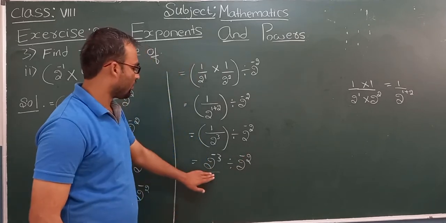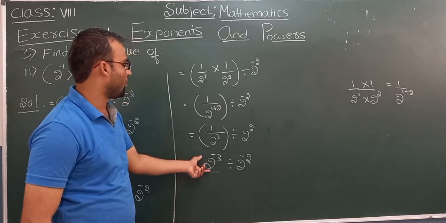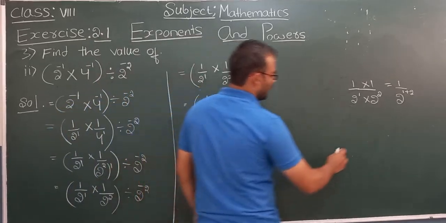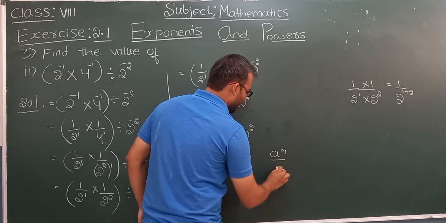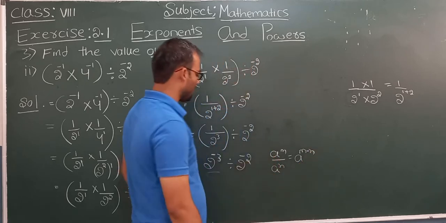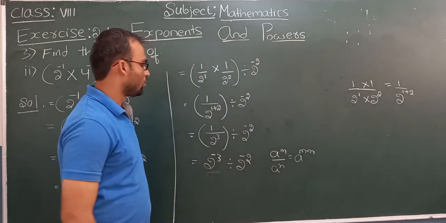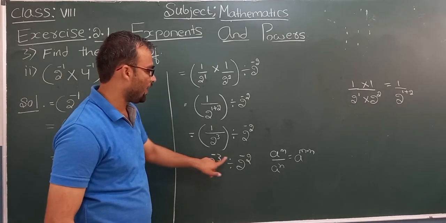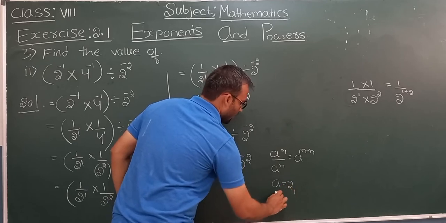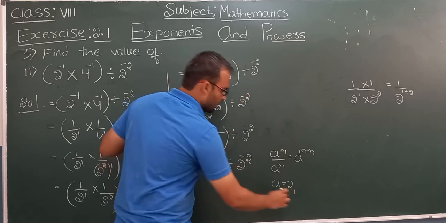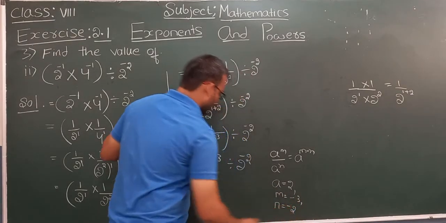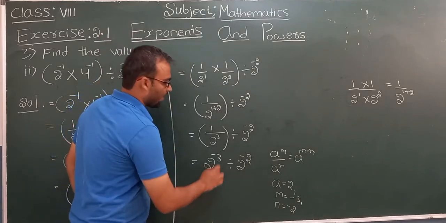Then students, just look here. It is of the form a to the power m divided by a to the power n equals a to the power m minus n. See, it is of this form. So here a means 2, m means minus 3, n means minus 2. Don't confuse. a means 2, m means minus 3, and n means minus 2. So what can we write, students?